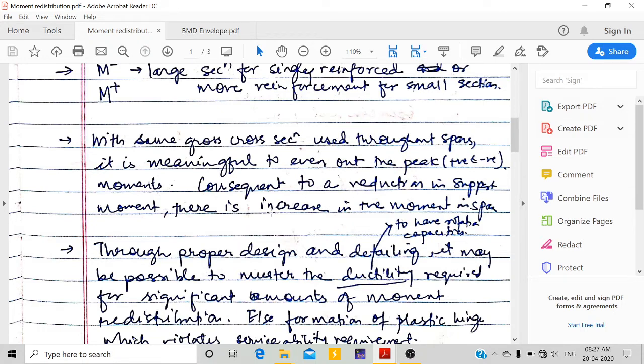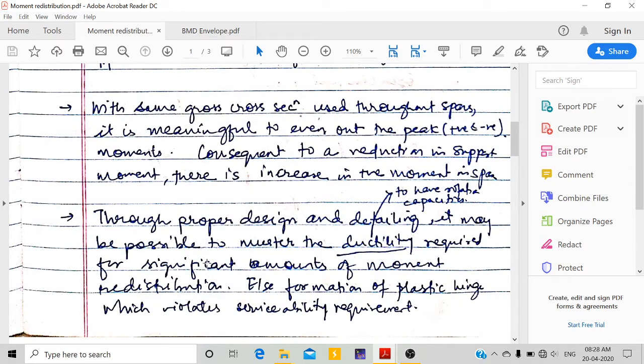This we will discuss in the next example, where you will get more clarity. So it is meaningful to even out the peak moments. Consequently, with a reduction in support moment, there is an increase in the positive moment in the span. Through proper design and detailing, it may be possible to master the ductility required for significant amounts of moment redistribution.